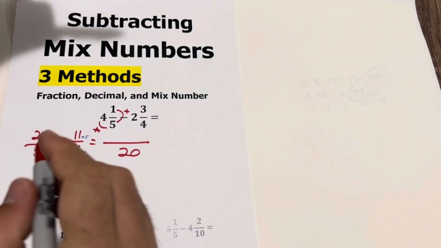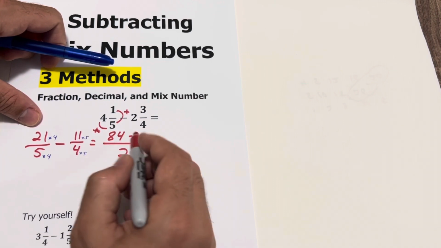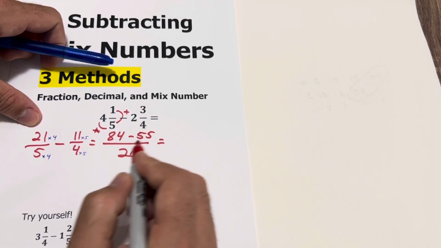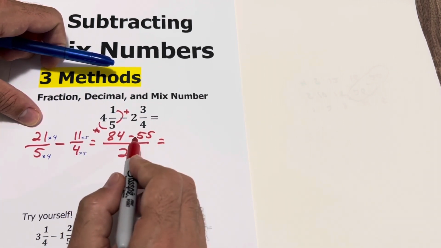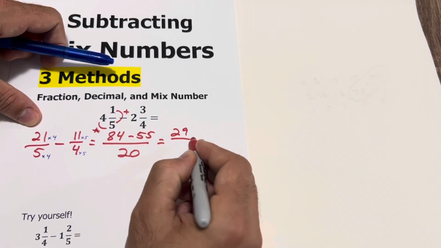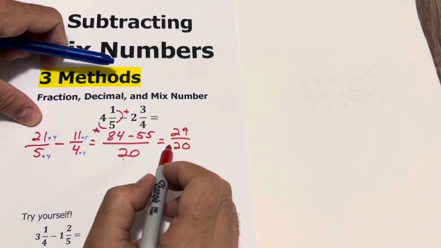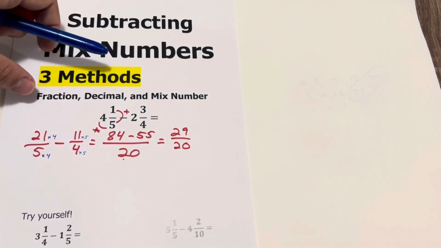Okay, I'm going to put it now. So here's 84 minus 55. So I do a subtraction here. It will be 29 divided by 20. And that's the answer as a fraction.